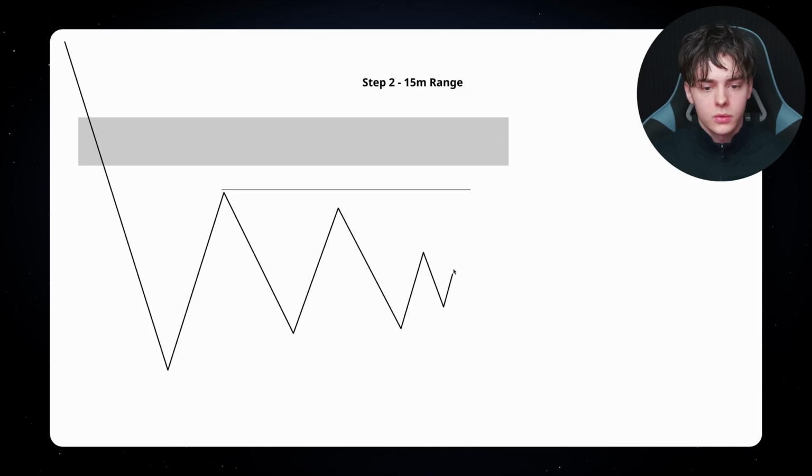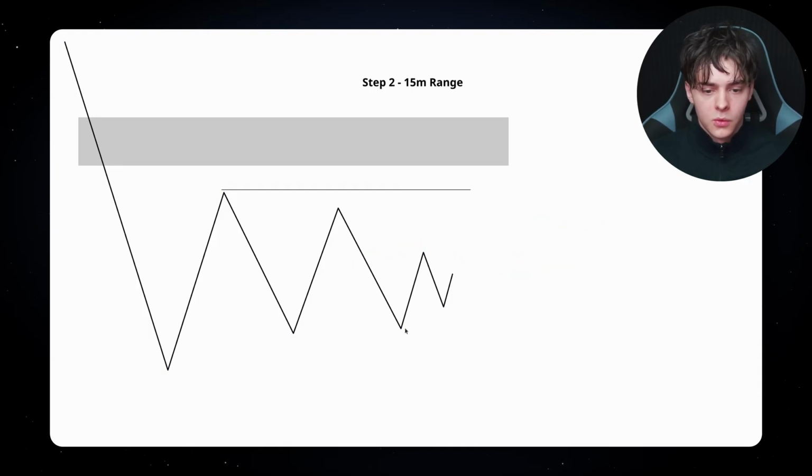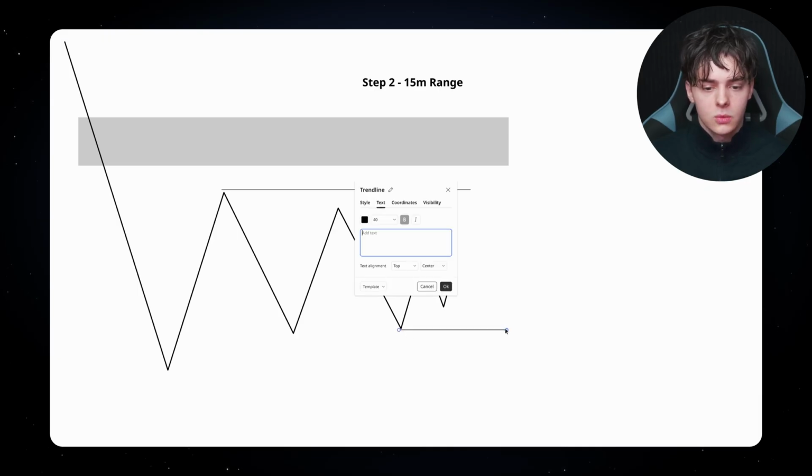Now you want to look out for something more recent. You want to zoom into the chart, and of course that has to happen on the 15-minute time frame if you didn't notice by now. Here you want to look out for a swing low that has recently happened and a swing high. That is going to identify your range low and also your range high.